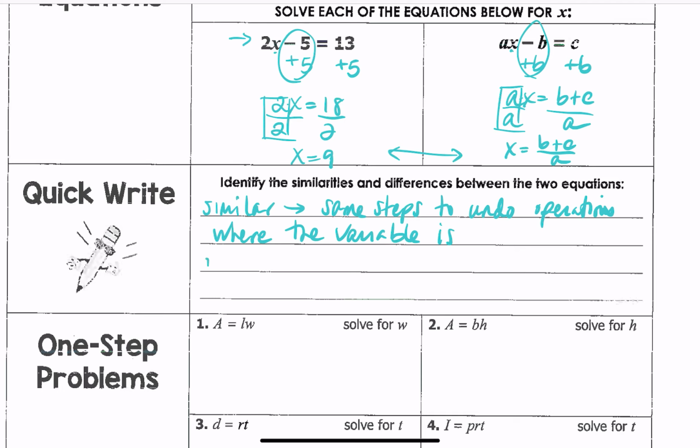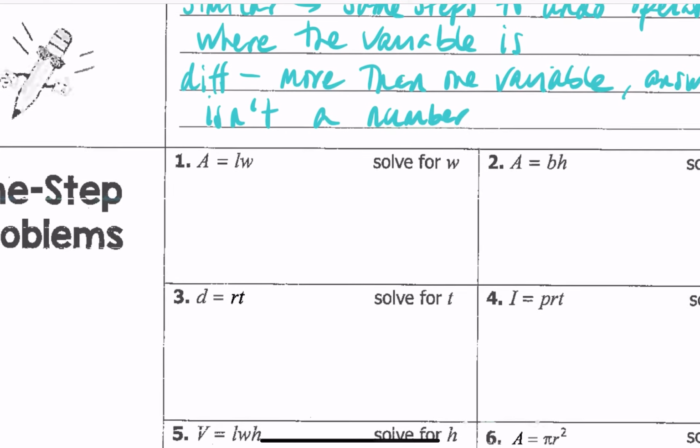What's different? Well, the big difference is more than one variable. So you have to really pay attention to what they're asking you to solve for, because there might be more than one variable. You have to make sure you're solving for the one they're asking about. And the answer isn't a number, right? You don't just get x equals 4, you get x equals b plus c over d. So let's go through some of these together.